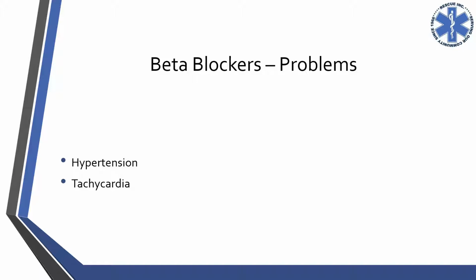Things it treats: heart going too fast or blood pressure that is too high. We're going to try and restrict that heart, put a max capacity on it. It's kind of like putting a governor on a truck. It can only go so fast. Same thing with beta blockers. The heart can only go so fast.